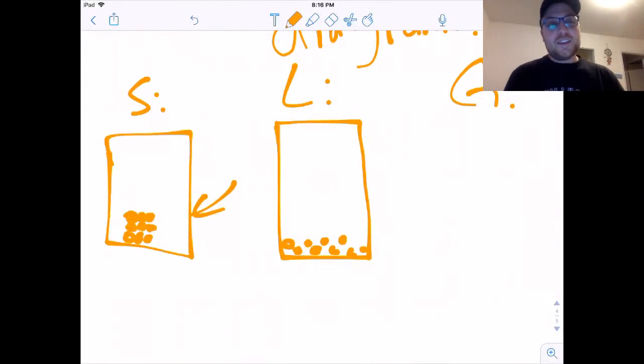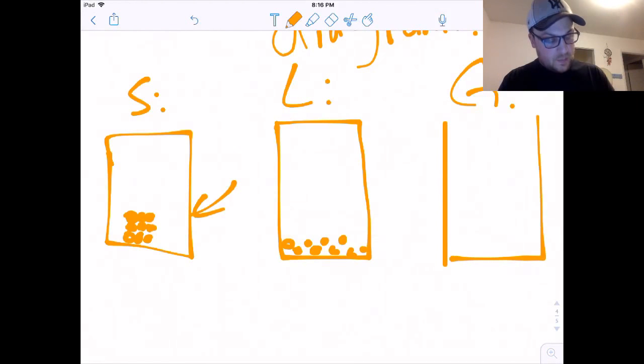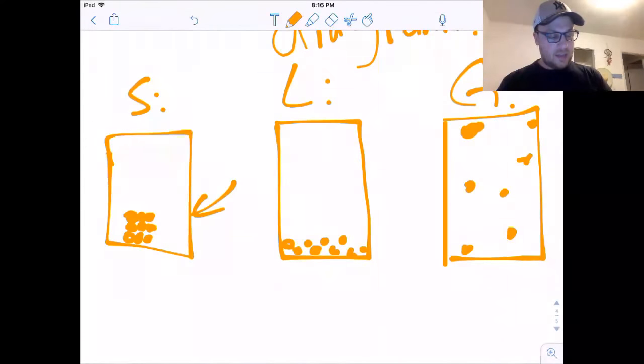So, that's a liquid. A gas, you want to take those liquid particles and just spread them out. A gas occupies the entire container. They occupy the entire volume of whatever container they're in. You know, just spread them out all over the place.